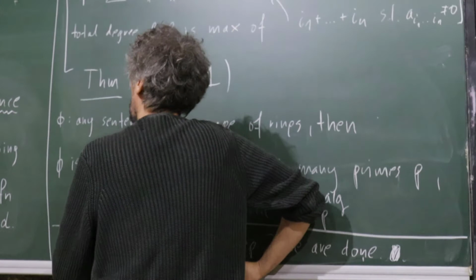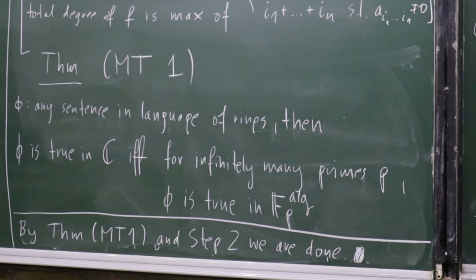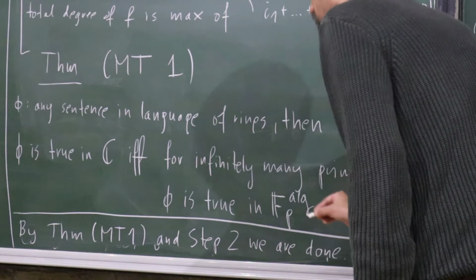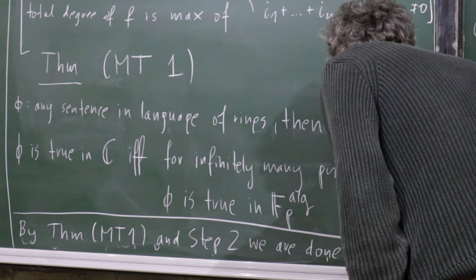Okay, this may be a good moment for a break, maybe 45 minutes passed. But if we can, questions for that? For that theorem, you wrote that by theorem MT1 and step 2, we are done. So we are done, meaning step 3 is done. Which is also the end of proving Ax's theorem.